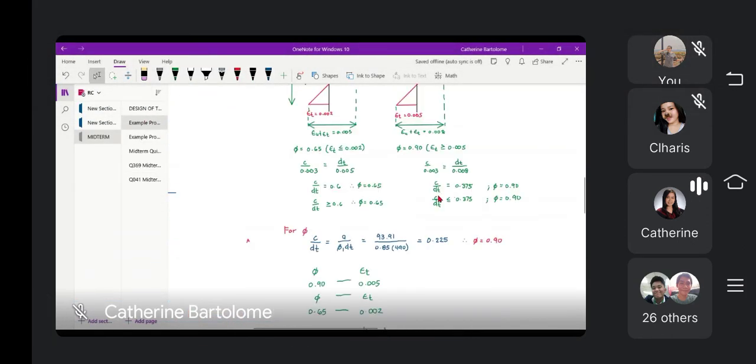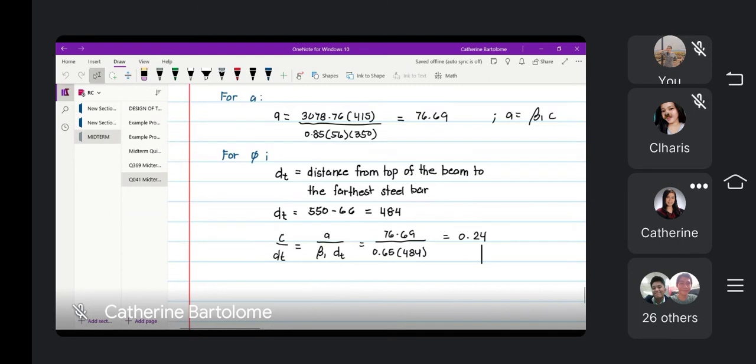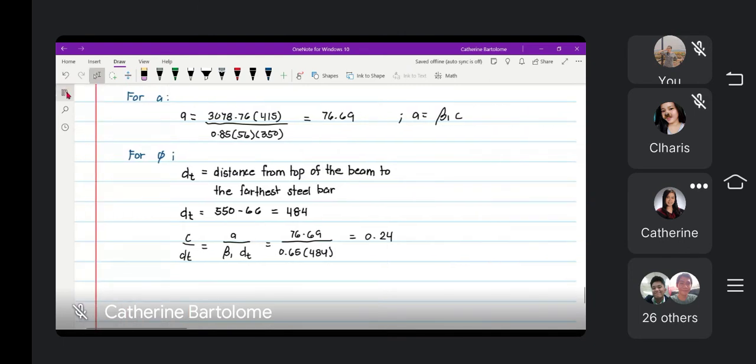So, from our example here, if your c over dt is less than or equal to 0.375, your phi is 0.9. Okay? So, since this is less than 0.375, therefore, phi is equal to 0.9.